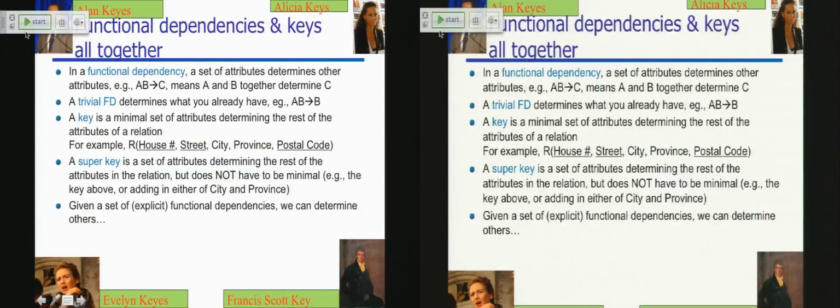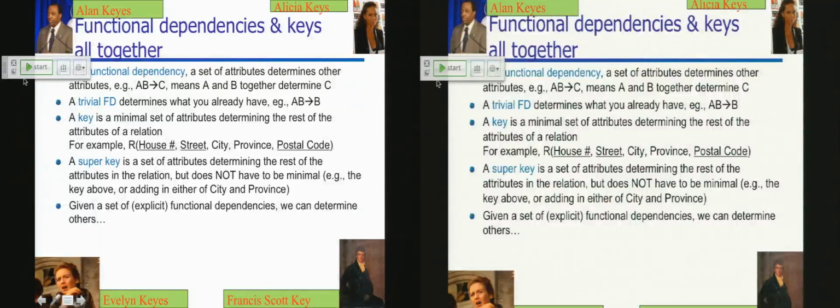Okay, so functional dependencies and keys together. So I have a bunch of keys for you. I have Alan Keyes, who's a politician. We have Alicia Keys. We have Evelyn Keyes, she's most well known for playing in Gone with the Wind. And we have Francis Key, a lawyer, who also wrote the current US national anthem. Okay, so a bunch of keys as well.